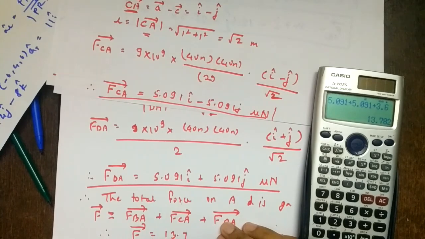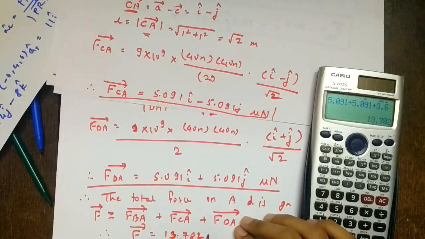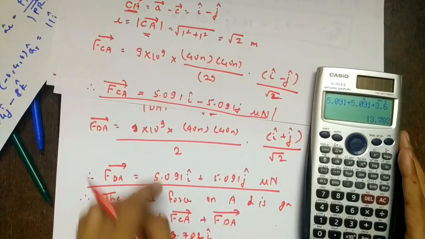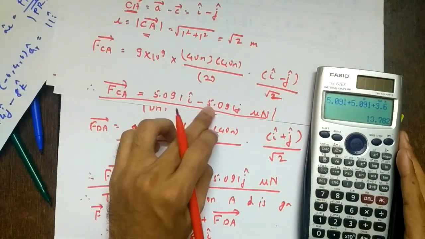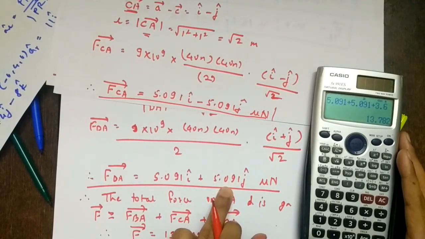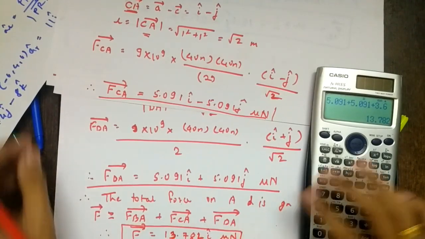So 13.782 i cap. Then j cap: it will be minus this plus the same value, so it will become 0, and there is no k cap. So F vector is nothing but this only, in micronewton. This is your final answer.